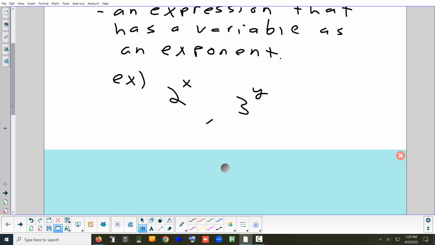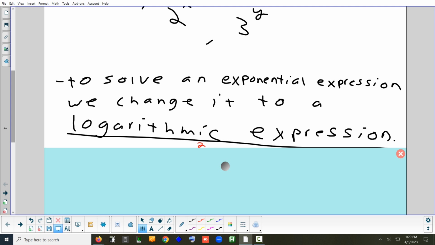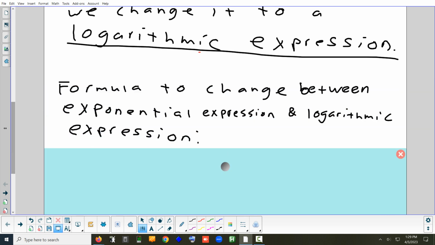So to solve any type of equation that has a variable in the exponent, we're going to use what's called a logarithm. Does anybody remember studying anything about logarithms in algebra 2? A little bit, maybe. So logarithms is something you might talk about at some point. And I'm going to show you guys how to change between two different formats. One format we're going to call exponential, the other one we're going to call log. And we're going to look at how you change between each one.